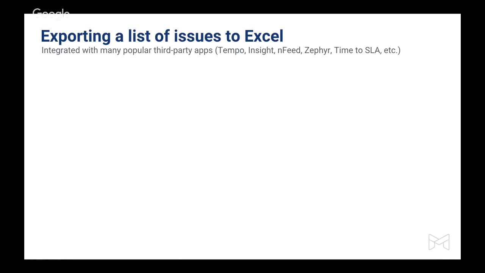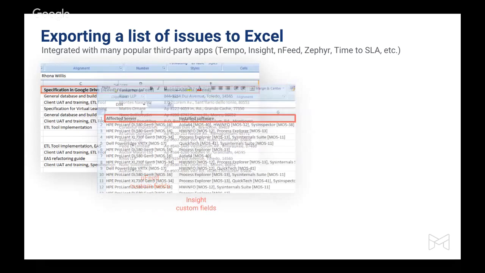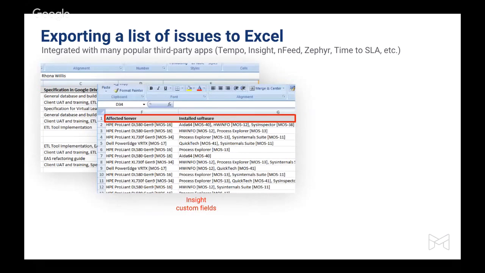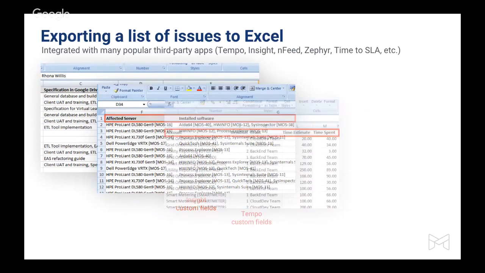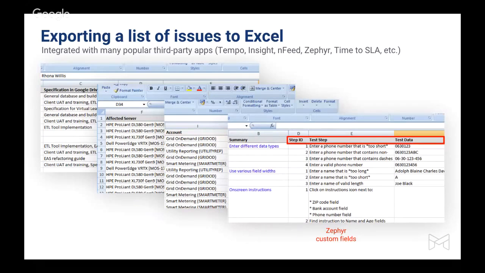And in addition to the data stored in Jira itself, Better Excel plugin can export data stored in third-party apps, like, for example, Enfeed, where you can get your inside custom fields exported. Or if you use Tempo timesheets, you can export those as well, or Zephyr. You can export the custom fields that are provided by a third-party app the same way as built-in custom fields. There's absolutely no difference from the user's point of view.